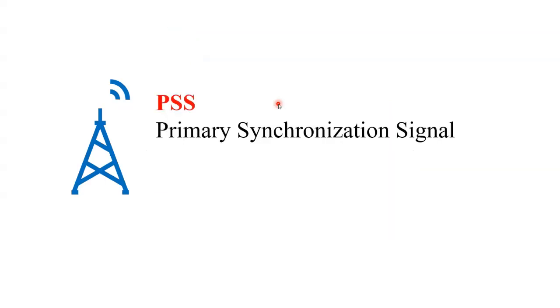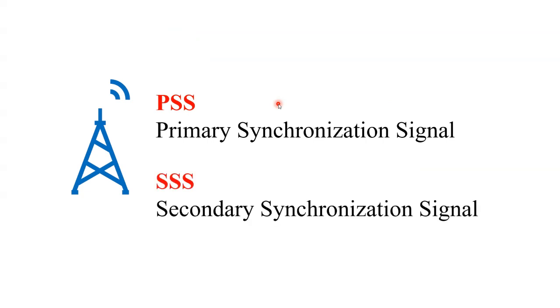Two special signals called PSS, the primary synchronization signal, and SSS, the secondary synchronization signal, are transmitted on the LTE downlink to assist cell search. PSS has 3 different values, while SSS has 168 alternatives. Thus, these two signals form up the PCI.